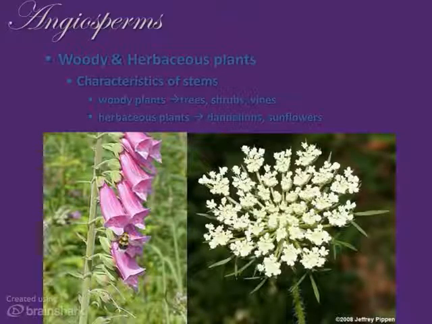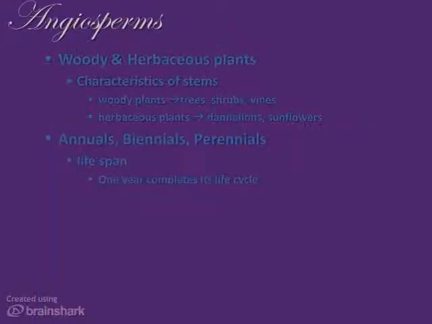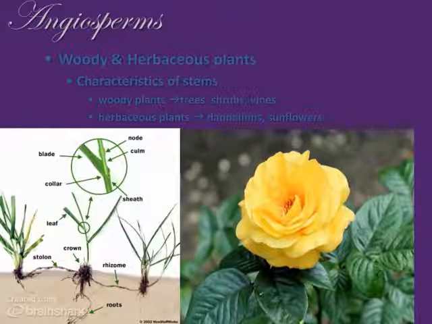These are biennials. They take 2 years to complete one life cycle. Queen Anne's lace is one on the right-hand side. Foxglove is another on the left-hand side. So they take 2 years to flower and produce seed and then start producing more plants.